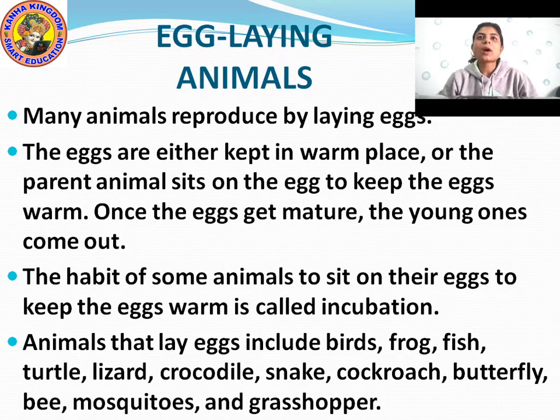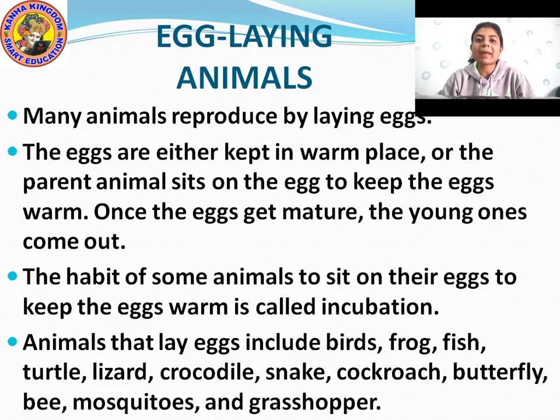Students, how are the young ones reproduced by laying eggs? Once the parent animal, the adult animal that lays eggs, lays the eggs, the eggs are kept in warm places. For example, if birds are laying eggs, they keep the eggs in the nest, and they sit on the eggs so that the eggs can get the warmth of the parent. They sit on the egg.